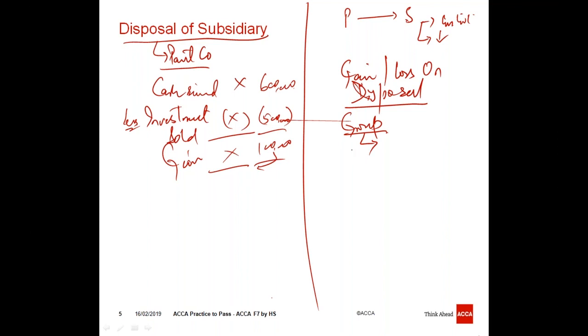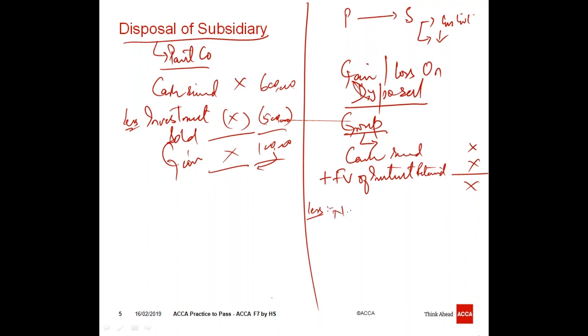Now, from the group's perspective, you have to first write the fair value of the cash received. And sometimes the parent company has sold some of its shares and retained some of the shares. So the fair value of the investment retained. If the investment is still held after disposal in the subsidiary, then it should be measured at its fair value. So cash received plus fair value of the investment retained, less. So this portion will be deducted.